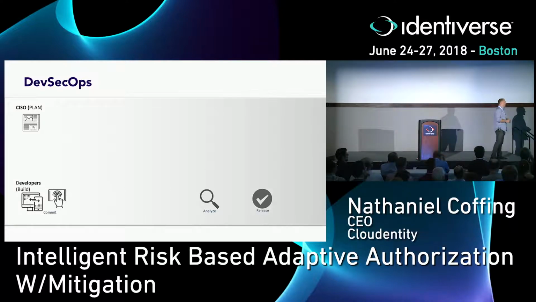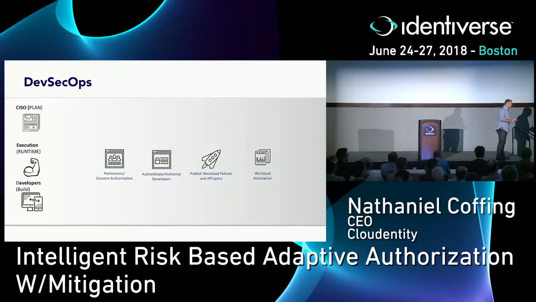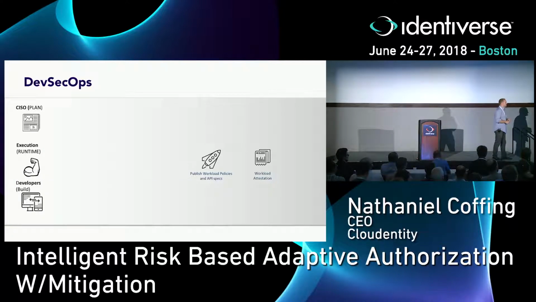So I'm writing code, I'm committing code, I'm analyzing that code, and then finally I'm releasing it when I feel it's good enough. And then in the end, there's this runtime execution, right? Where I'm bringing in permission consent, I'm bringing authentication and authorization, I'm publishing out those workload API policies to be consumed by my distributed decision points, and I'm doing service authentication and authorization.